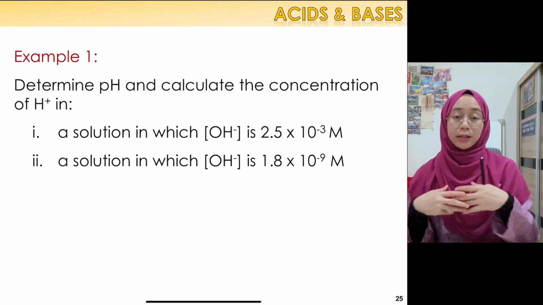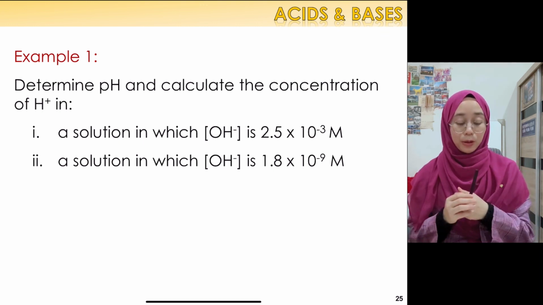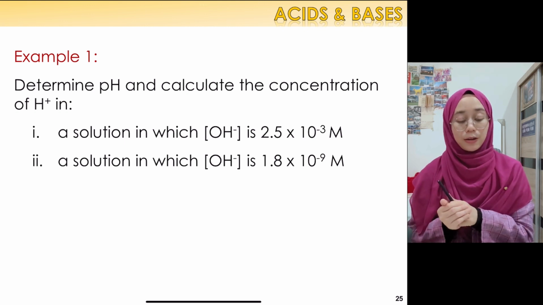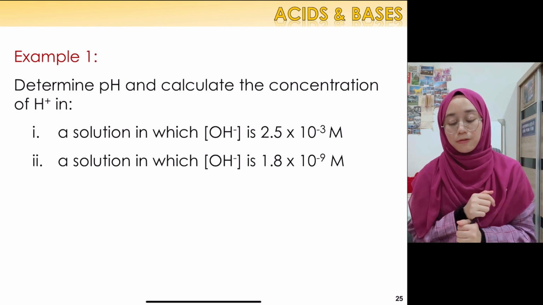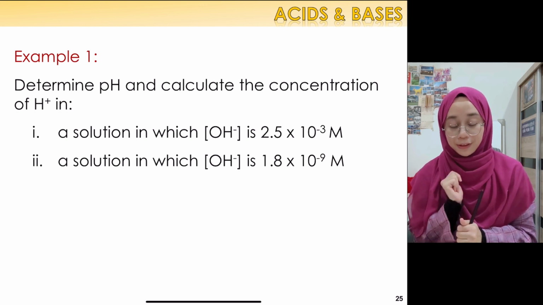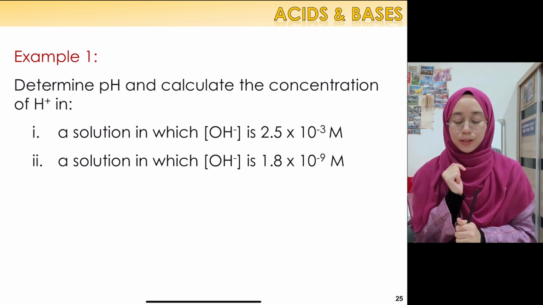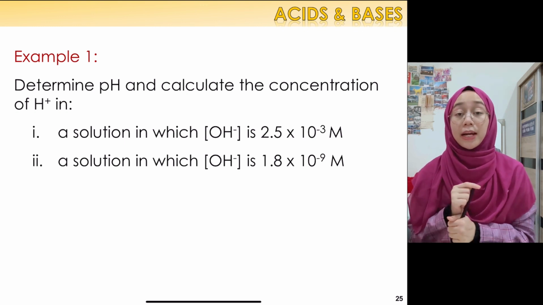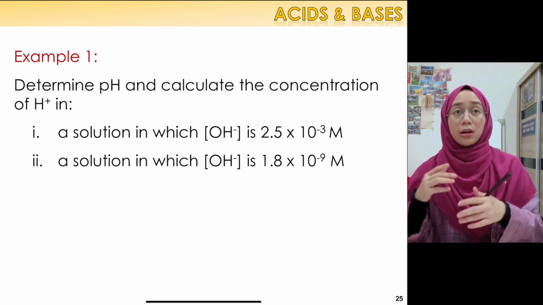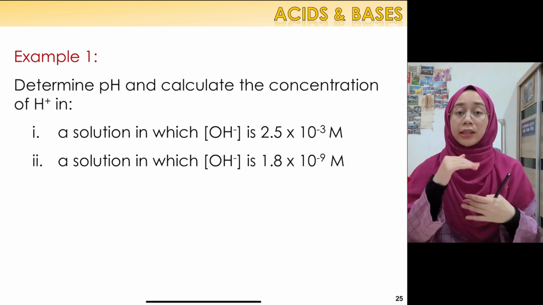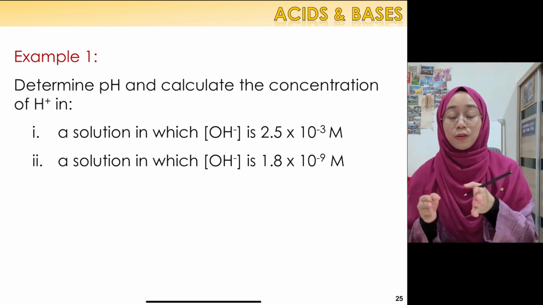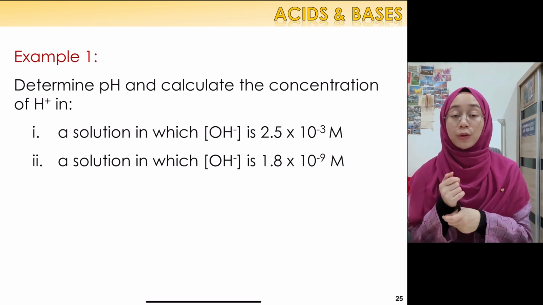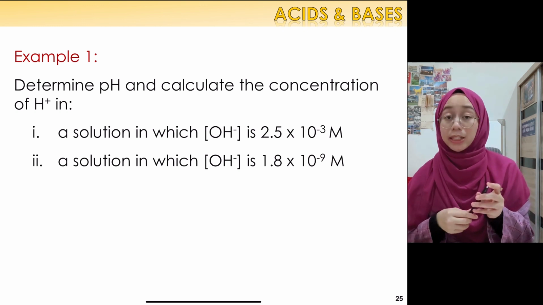example kat sini kita tengok macam mana kita nak guna calculation pH dengan pOH ni tadi. So determine the pH and calculate the concentration of H plus in a solution in which OH minus is 2.5 exponent negative 3, dengan satu lagi OH minus punya concentration adalah 1.8 exponent negative 9 molar. So kamu diminta kira pH tapi diberi adalah concentration of OH. So what can you do then? So from the concentration of OH, meaning you can find the pOH dahulu.